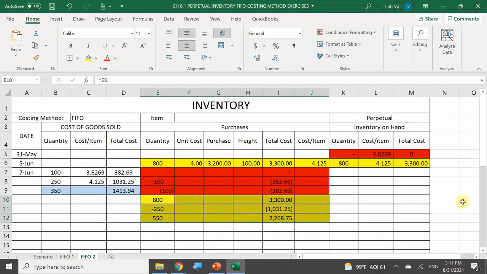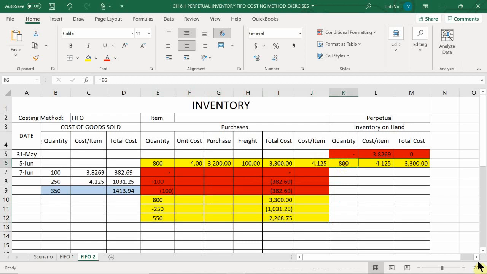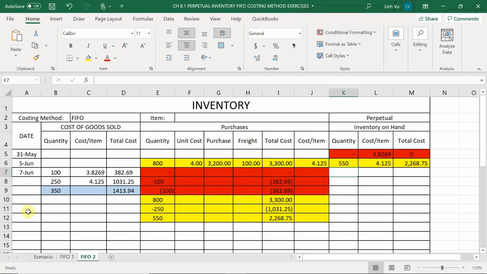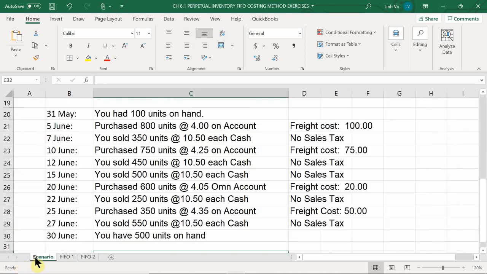Okay, and this was all the yellow batch. So therefore, I no longer have 800 items. I only have 550, which should be calculated to 2268.75. Good. Okay. So that means when we sold the 350 items, it gave us a grand total of 1413.94.